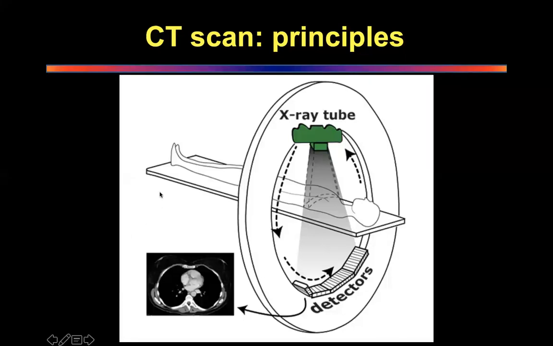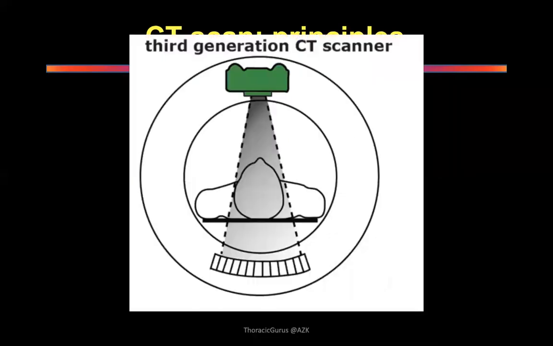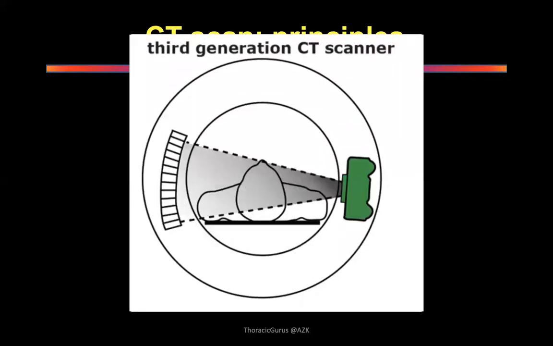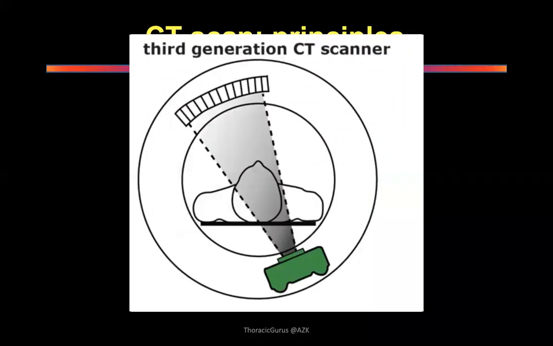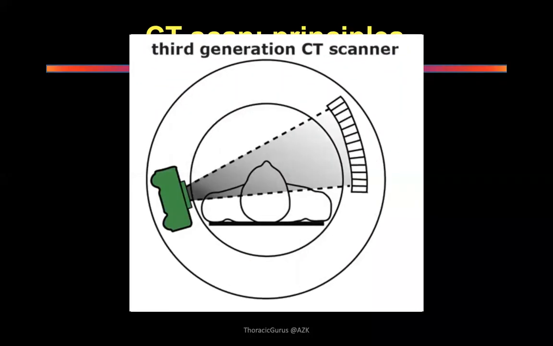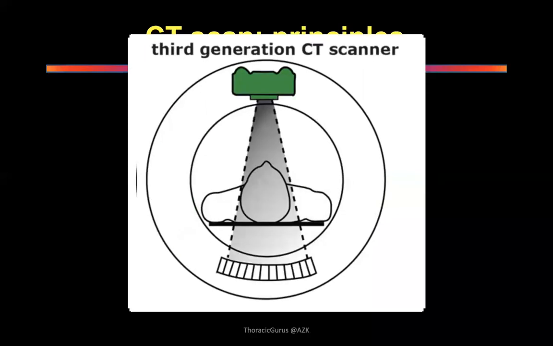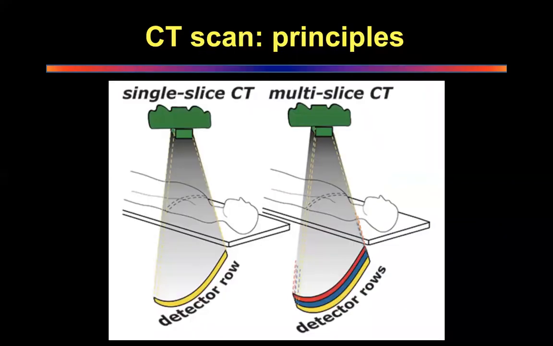First principle, simple thing, an X-ray tube, patient, and a detector. Then you have this third generation scanner where the CT scan can actually go around the patient in a beautiful way, and you can get many different sections, all within seconds. So that's the second philosophy.